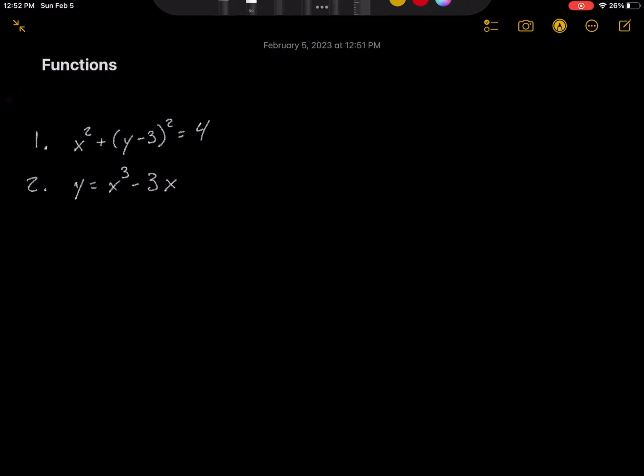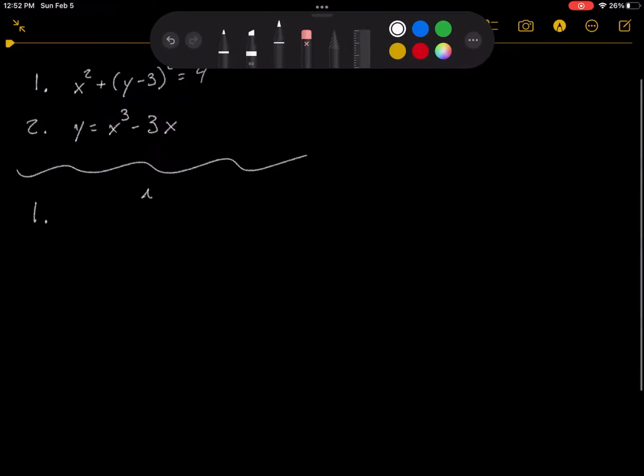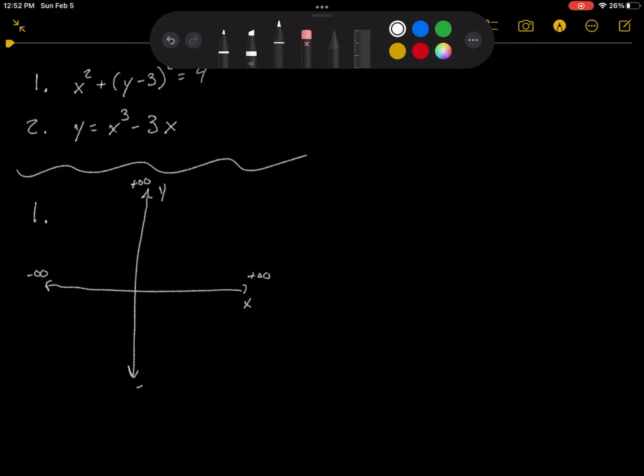Let's start with number one. Okay, so we're going to graph this. Let's first open up an xy plane. The y-axis will be the vertical, the x-axis will be the horizontal. We'll make up positives, which means this is negatives, and these are negatives. That origin right there happens at 0, 0.